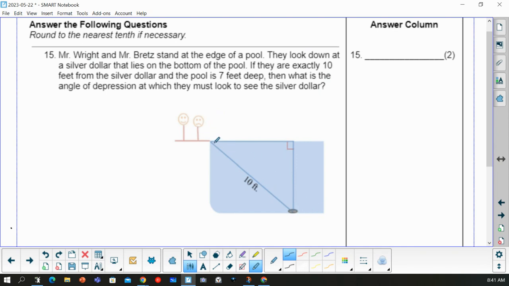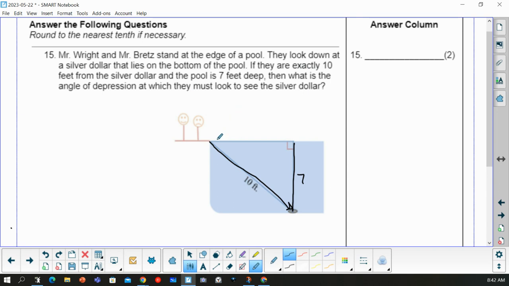Okay. So it says they're exactly 10 feet from the silver dollar. So notice they did put that on there for you. They're exactly 10 feet away from it. The pool is 7 feet deep, so the depth of the pool right here, straight down, is 7 feet deep. And this says, what is the angle of depression?